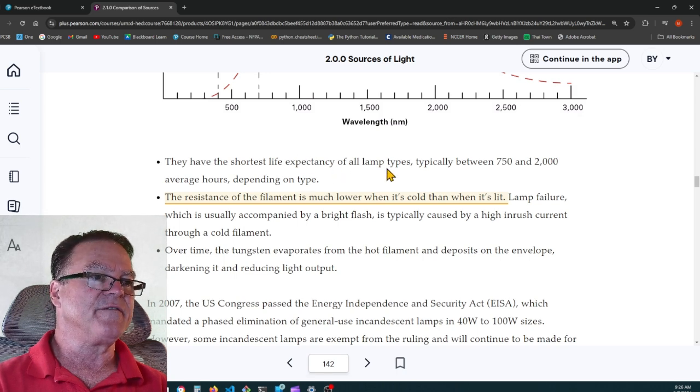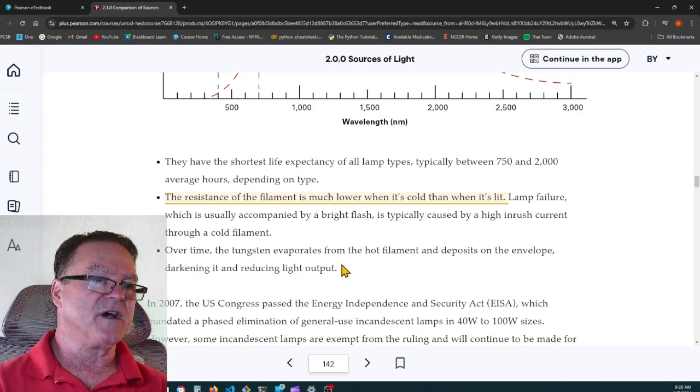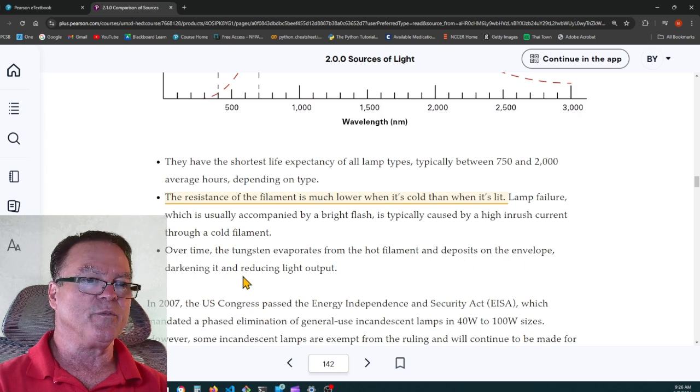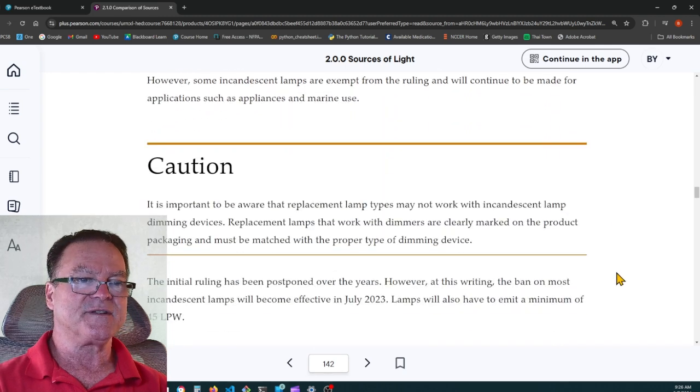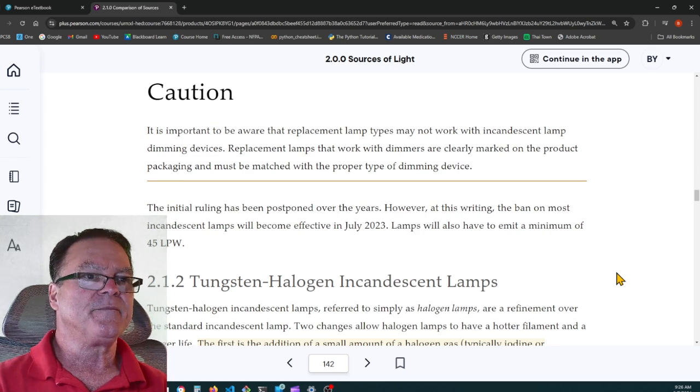They have the shortest life expectancy of all types of lamps, typically between 750 and 2,000 hours. Over time, the tungsten evaporates from the hot filament, deposits on the envelope, darkening it and reducing the light output. The envelope being the glass bulb, that glass holder. Tungsten.